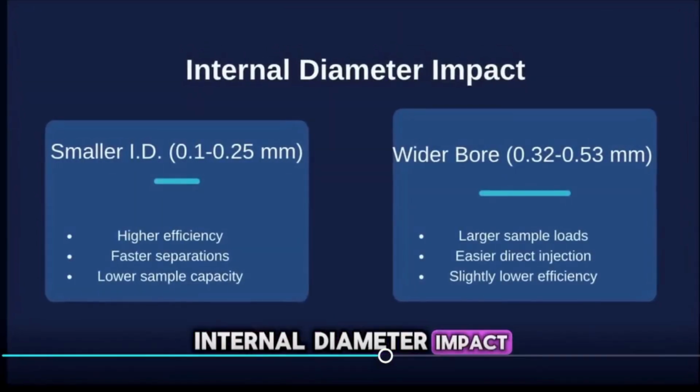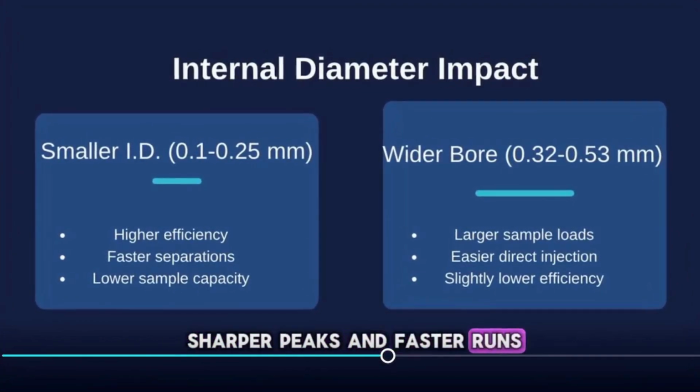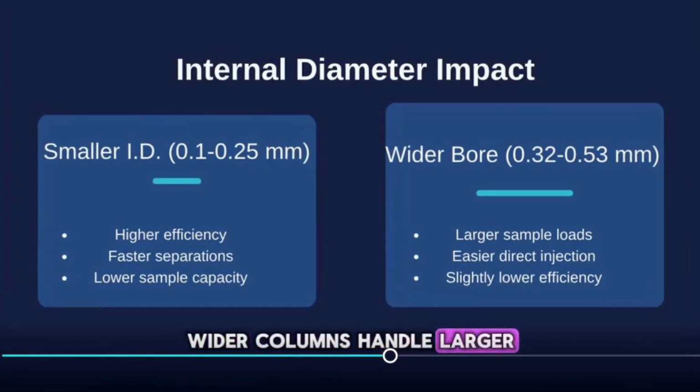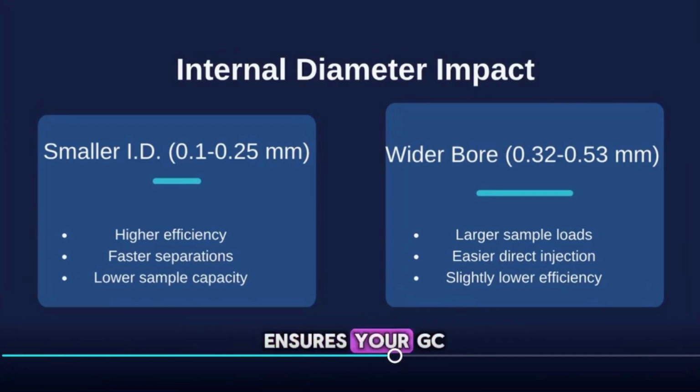Internal diameter impact. Smaller internal diameters give sharper peaks and faster runs, but require careful injection. Wider columns handle larger sample loads with slightly lower efficiency. It's all about the balance between capacity and resolution. Choosing the right ID ensures your GC system runs optimally for your workload.